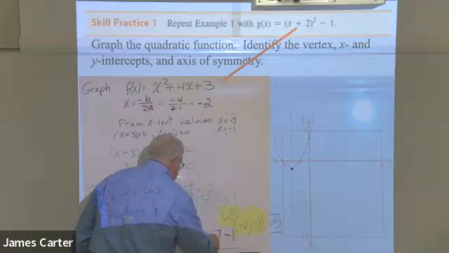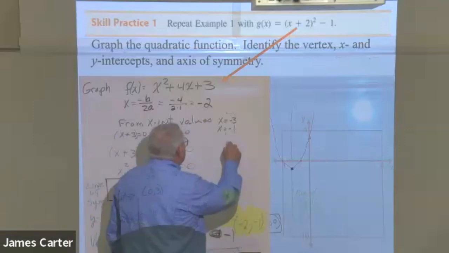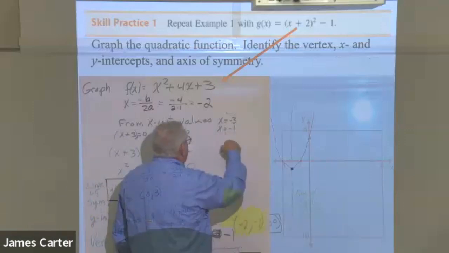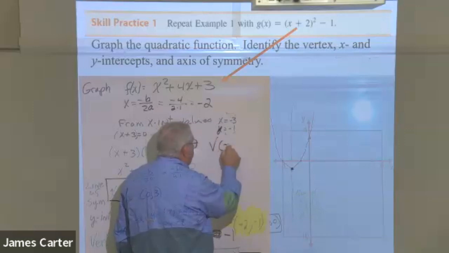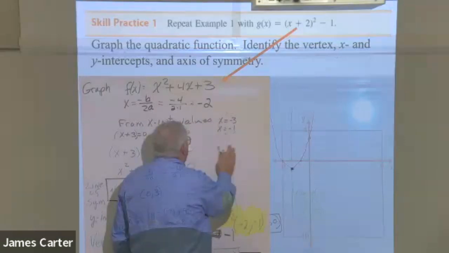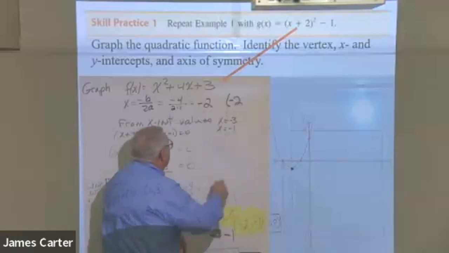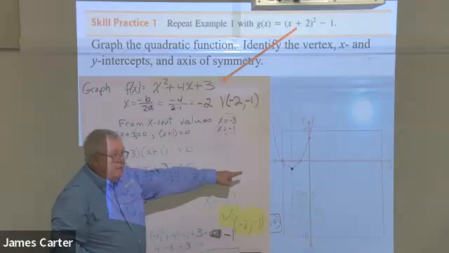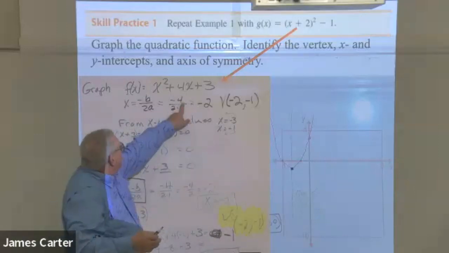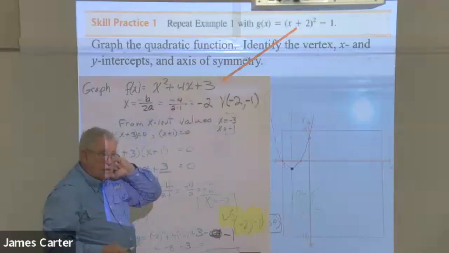Equals negative 1. Okay. What that means then is if the x value is 3 and the y value is negative 1, then your vertex is the point negative 2, negative 1. That's your vertex. Just like we had before. Now it's a little more work to get the vertex from this format. Okay? But that's how you do it.